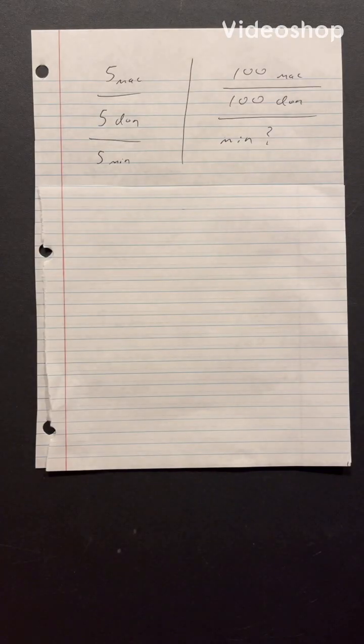This problem showed up on my YouTube homepage a couple of times, so I thought I'd show how to do it. It can be really simple or pretty complicated. The question is, if you have 5 machines that can make 5 donuts in 5 minutes, then how long will it take 100 machines to make 100 donuts?